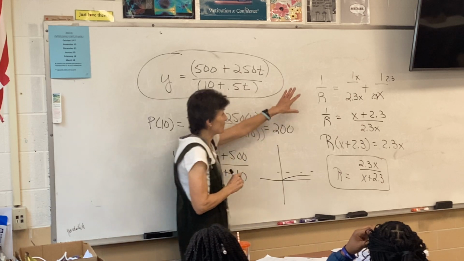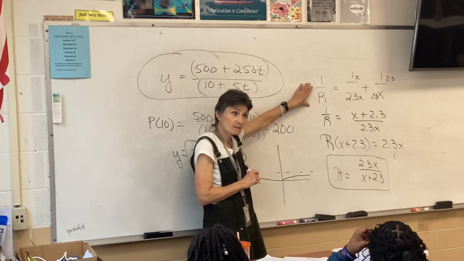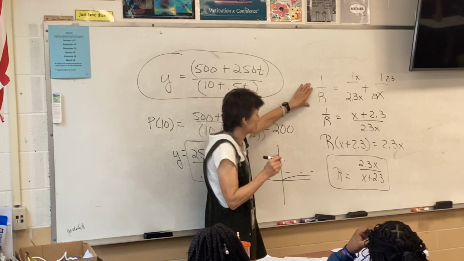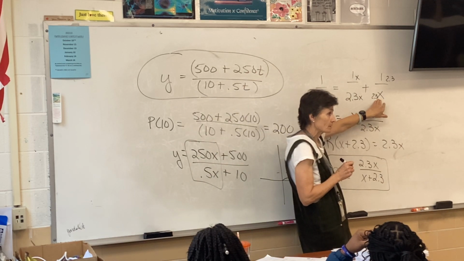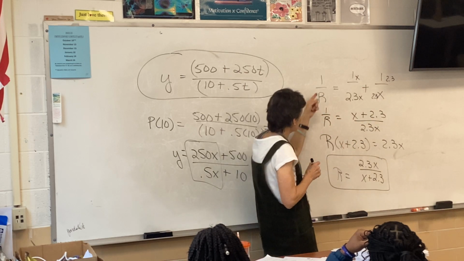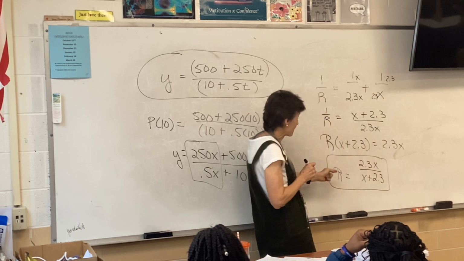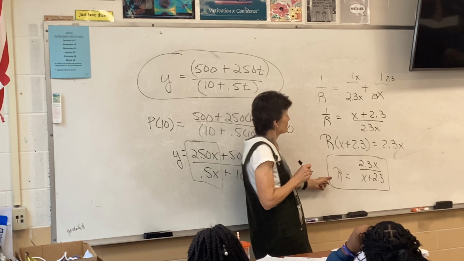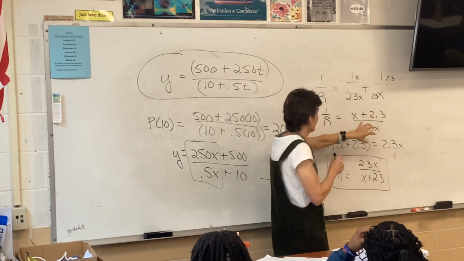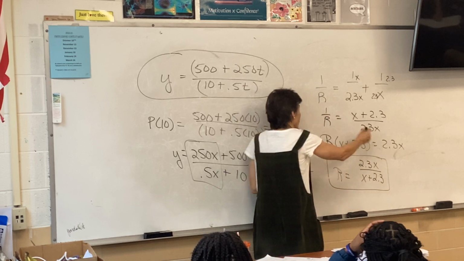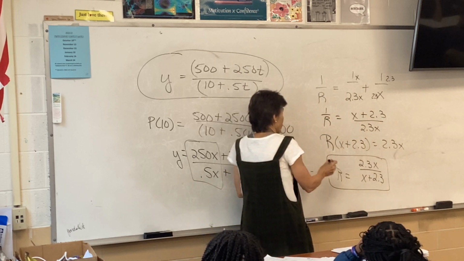So basically, we took the equation they gave us, plugged in what they told us. They told me to put 2.3 there, and they told me to put x there. And then instead of having 1 over r, I had to have regular r. So I added these two together to make one fraction. Then I cross-multiplied and got r by itself.